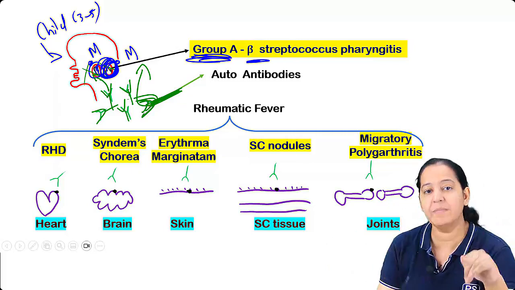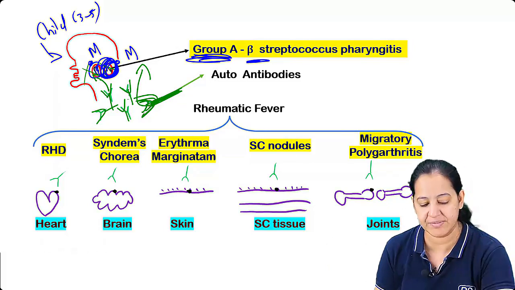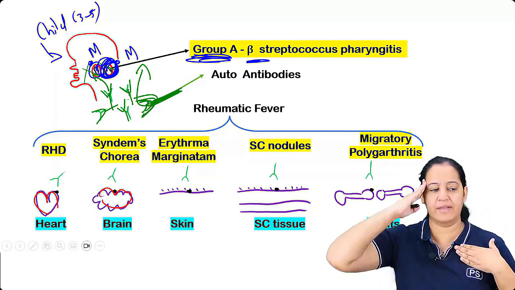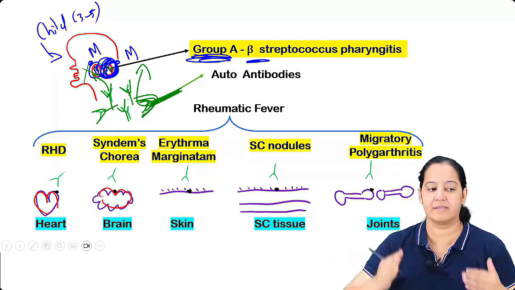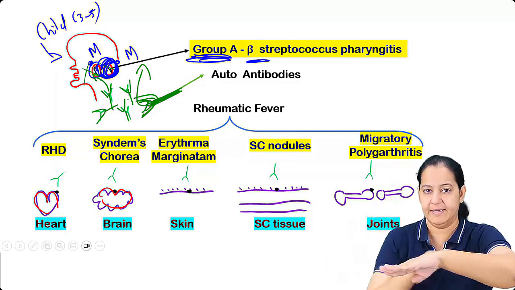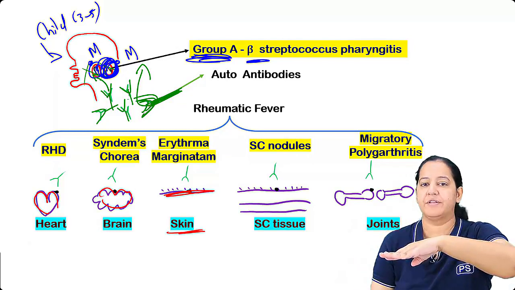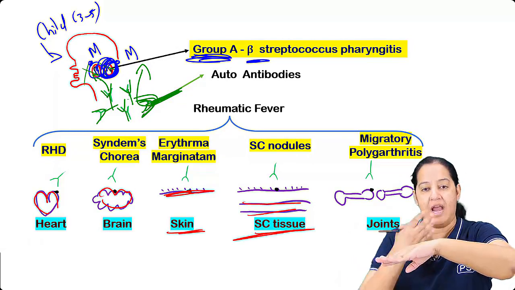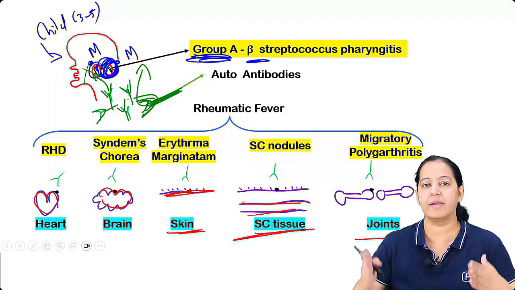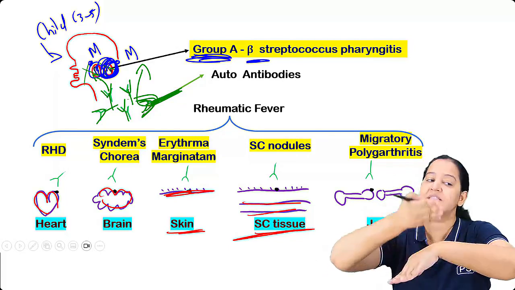The problem is that 5 human organs also have M protein. Can you see the 5 organs? Heart, brain, you can see the 2 vital organs, heart and brain. I have learned like this. After that, the third is the skin. Just below the skin, we have subcutaneous tissue, and below that, we have joints. So say the 5 organs. Which are the 5 organs? Say, ma'am, heart, brain, skin, subcutaneous tissue, joints.